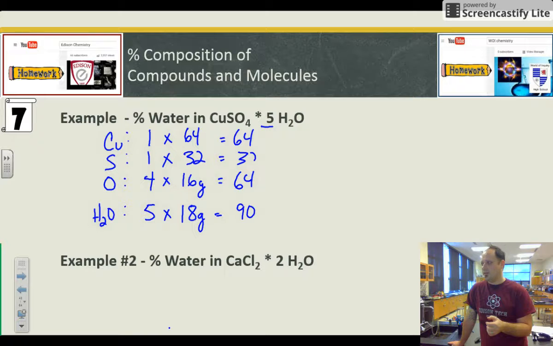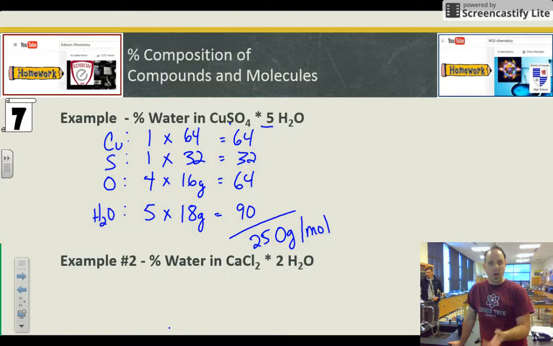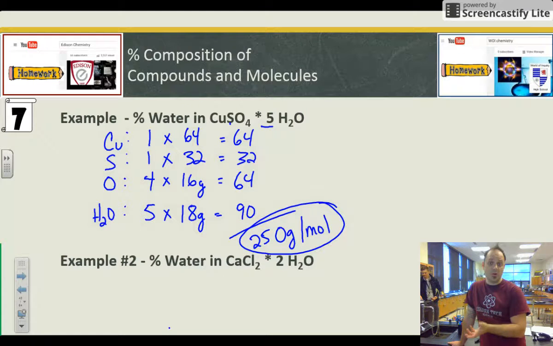Okay, I'm trusting you on this one. You got it, Marco. Going to have to trust me on this one. Now we add all these up to find out what the total mass is. 250 grams. So 1 mole of copper sulfate pentahydrate weighs 250 grams.